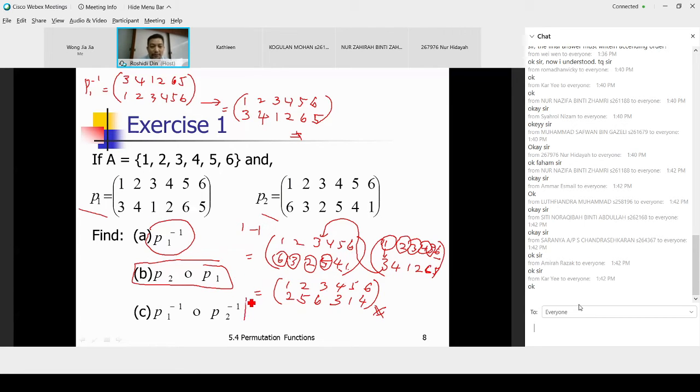Now we focus on the third question in exercise 1. So actually it is the same step, but we must convert first. P1, we inverse first. P2, we inverse first. Then we rearrange. After we rearrange, we do the operation. Actually the same step. Should I show to you? Or you can do by yourself?